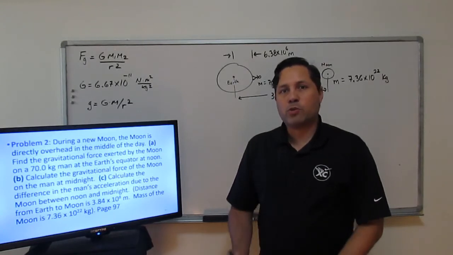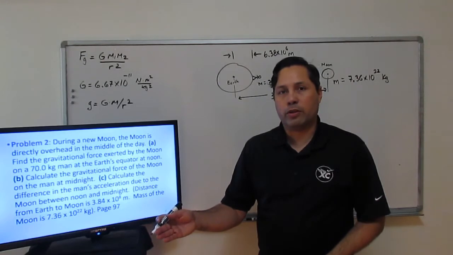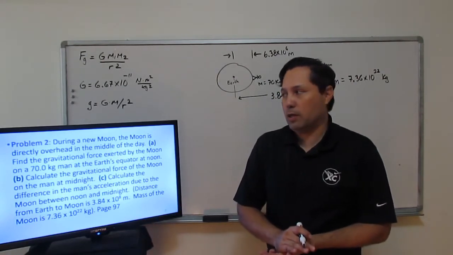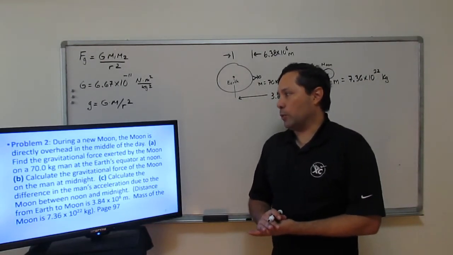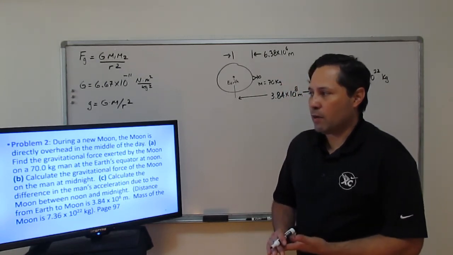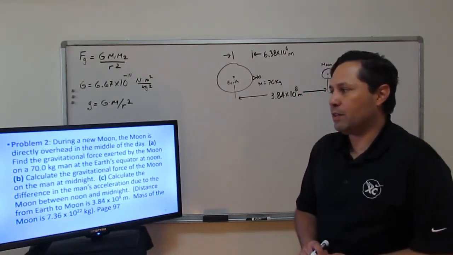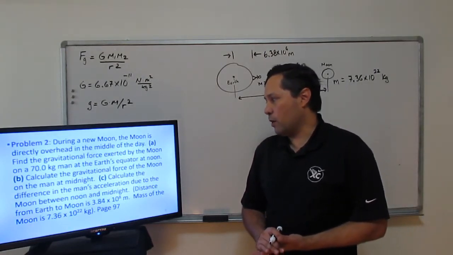In problem 2, they asked us a similar question to the example. This time, though, it is between the man on Earth on the equator and the moon rather than the sun. So during the new moon, the moon is directly overhead in the middle of the day. In part A, they want to find the gravitational force exerted by the moon on a 70 kilogram man at the Earth's equator at noon.